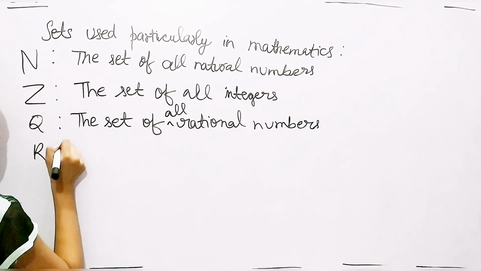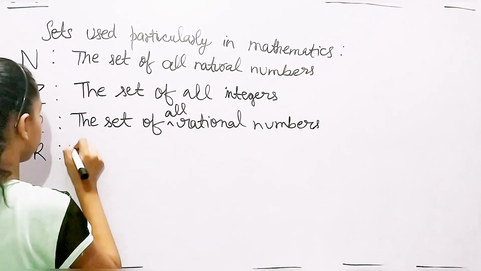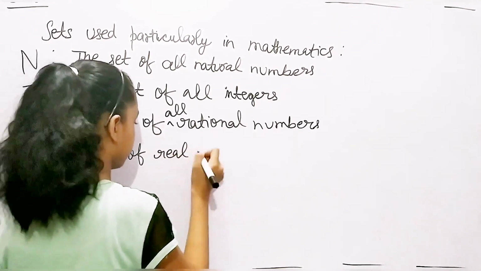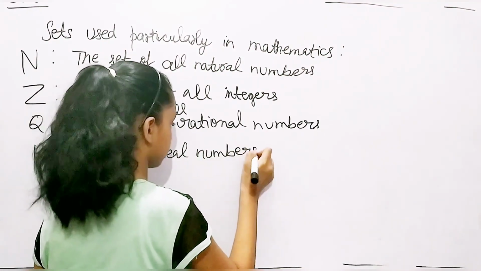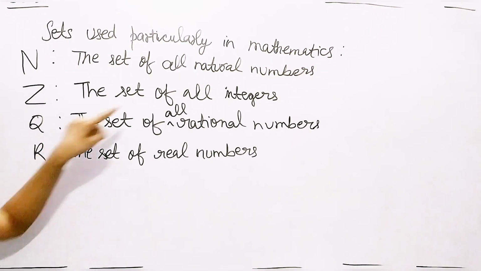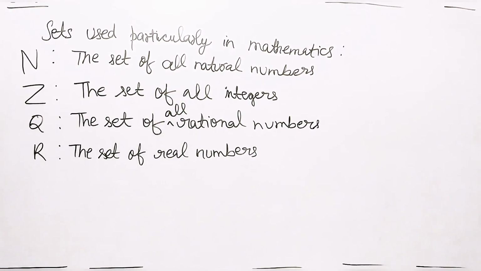Now R. Set R is for the set of real numbers. So N is for the set of all natural numbers, Z is for the set of all integers, Q is for the set of all rational numbers, and R is for the set of real numbers. Remember that R is for real numbers, not rational numbers. Rational numbers are Q. Real numbers include integers, Z, and natural numbers, N. I hope it is clear to you.